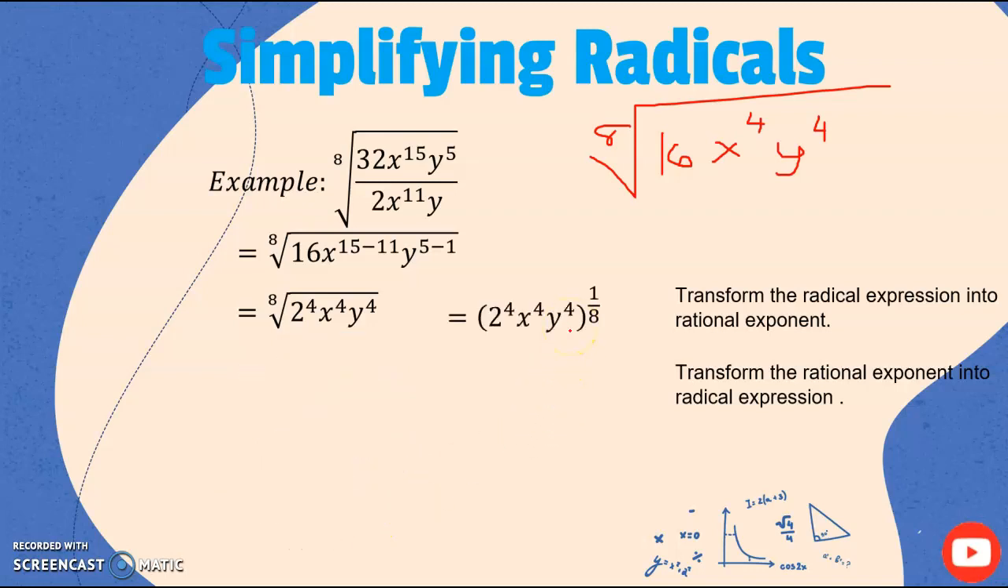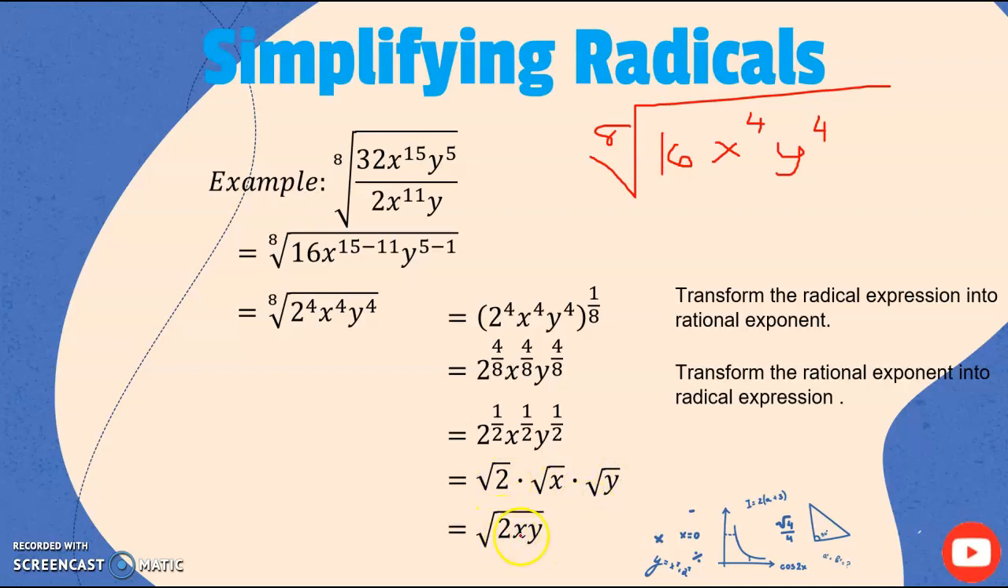But also you can have this part, no? So you just have to automatically put them into this exponent. And then you divide, no? 2 to the power of 4 over 8, x to the power of 4 over 8, y to the power of 4 over 8, which are all just equal to 1/2, di ba? Tsaka, since we can rewrite them now into radical symbol, square root of 2 times square root of x times square root of y. And then since the three of them are all square root, you can just copy the square root symbol and then multiply the radicand. It becomes square root of 2xy.